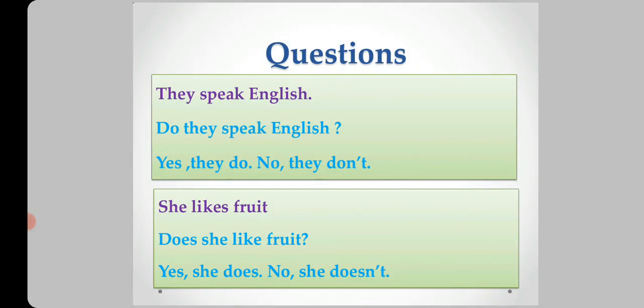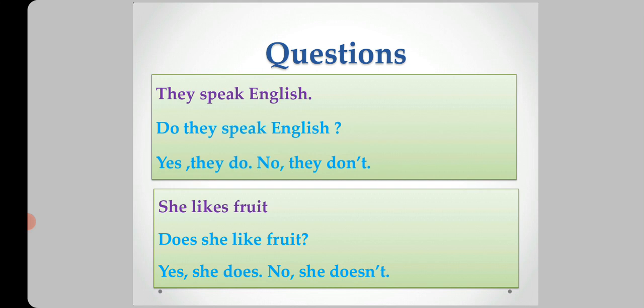Questions. How to make a question? We have 2 ways to make a question. The first one, we can use the helping verb at the beginning of the sentence. And the next one, we can use a WH word at the beginning of the sentence. So let's start with our first way.